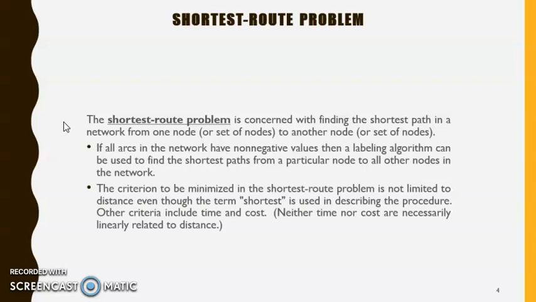We are going to do a very good case together, and you will have a much better understanding. The criterion to be minimized in the shortest route problem is not limited to distance, even though the term shortest is used in describing the procedure, because when they started developing such models, they focused on minimizing the distance. But now these models are used to minimize the cost of transportation, the cost of a move.